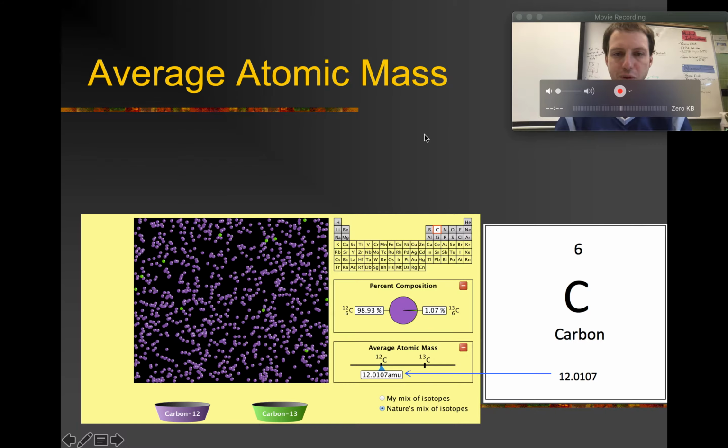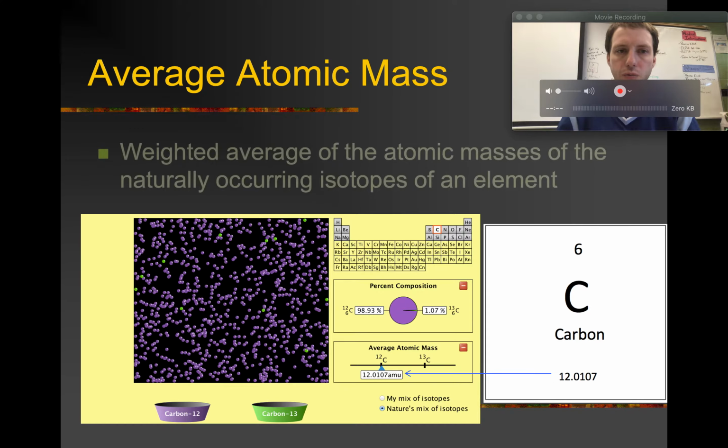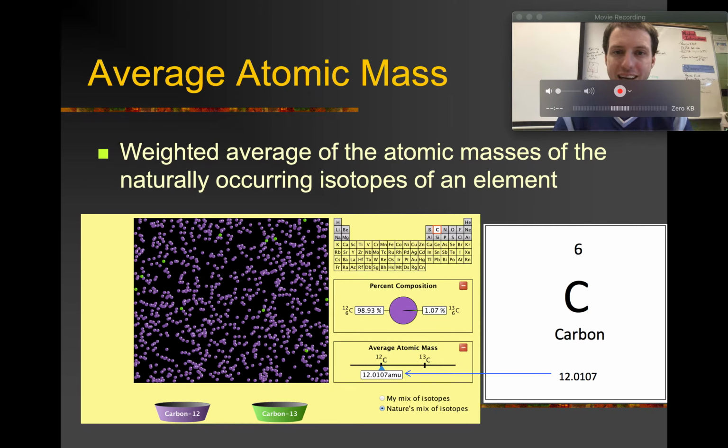Hello class. The purpose of this video is to help you understand the meaning of the average atomic mass. What is that number that's underneath each element on the periodic table? I have an example here of carbon, and I can see my average atomic mass is 12.0107. What does that mean? The average atomic mass is the weighted average of all the atomic masses of all the isotopes of that element.